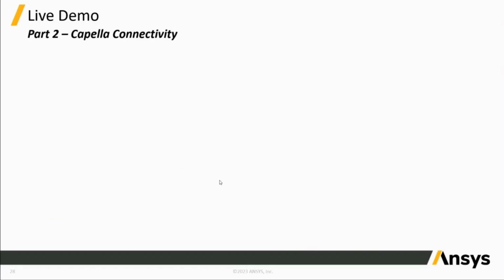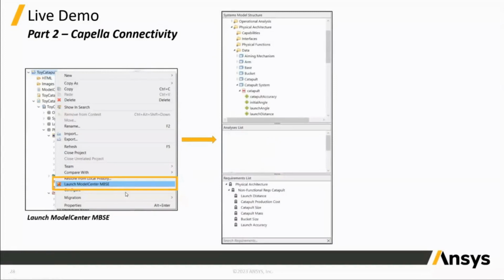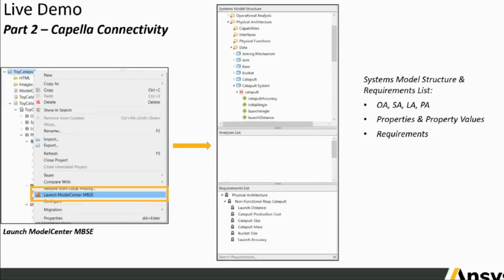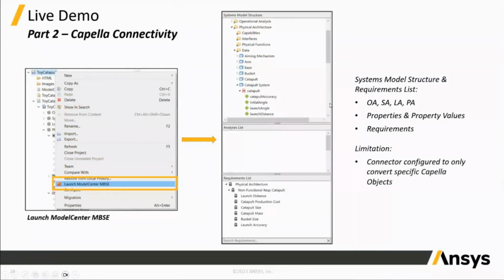How does the plugin work? The ModelCenter plugin is available directly in Capella. So you right-click on the project, and you can see here, launch ModelCenter MBSE. Once you start the plugin, you will see that's part of the plugin that you see here. ModelCenter will basically parse and extract information from the Capella model. As you can see here at the top, we are basically displaying different packages in the system with the different layers here. And you can see that in the data folder, we have the different classes and the different properties and value properties.